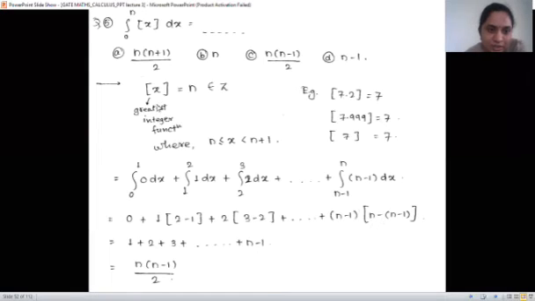The greatest integer function of x is x itself. If you want to solve this, integration 0 to n, then we separate it as 0 to 1, because in every interval 0 to 1, 1 to 2, 2 to 3, there will be a different integer value, right? So we separate it as 0 to 1, 1 to 2, 2 to 3, and up to n minus 1 to n. And for 0 to 1, what will be the greatest integer function?